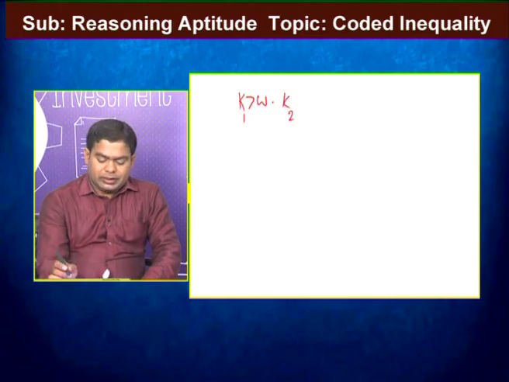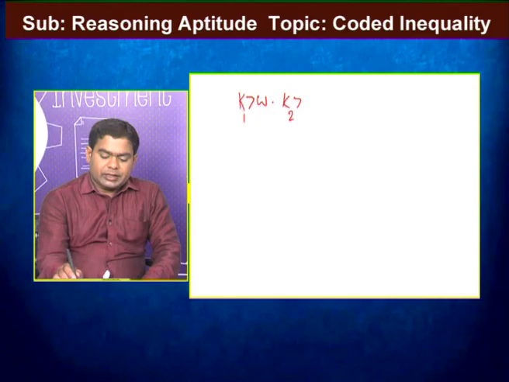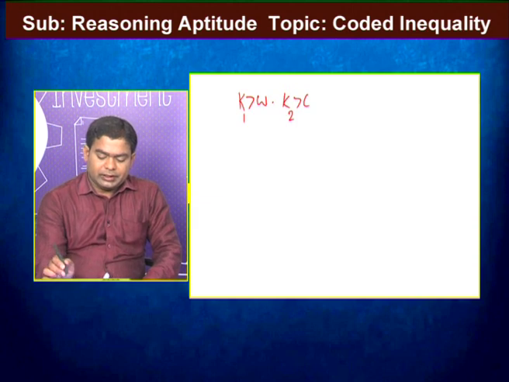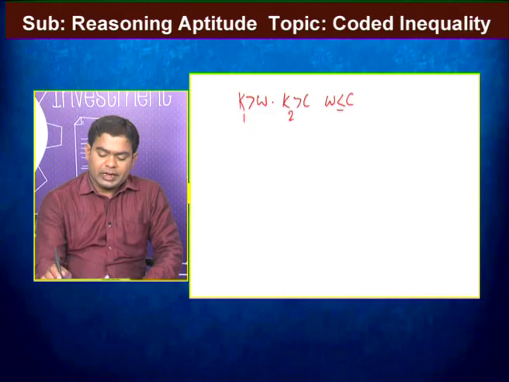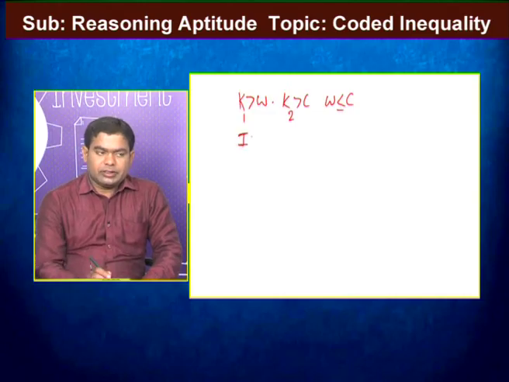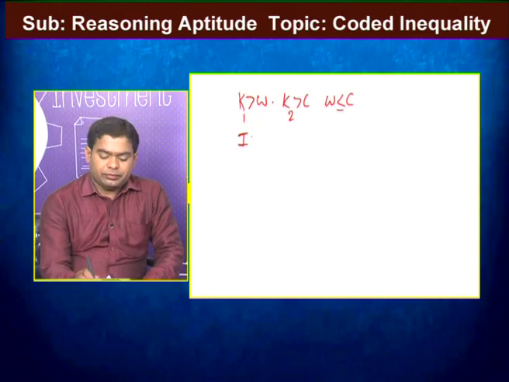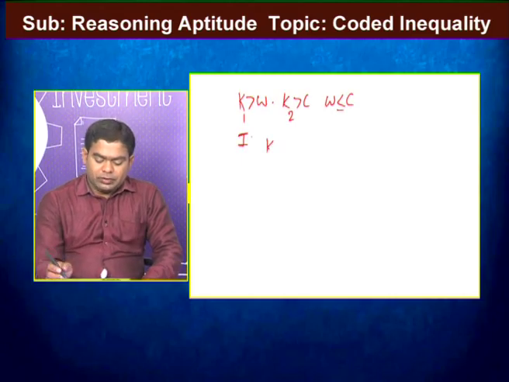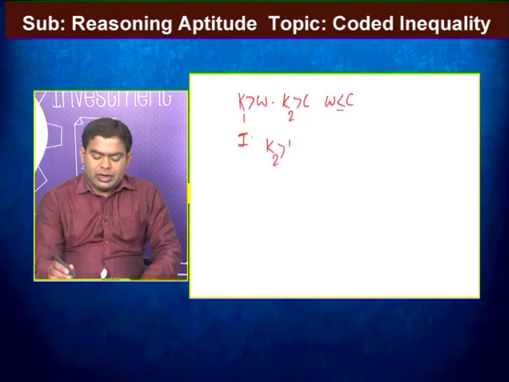So the statement is next K2 at the rate C, again at the rate is denoted greater than, so K2 greater than C. Next W hash C, hash in our question is denoted less than or equal to. So this is the statement. Conclusion 1 is K2 percentage K1, conclusion 2 is K2 at the rate K1.